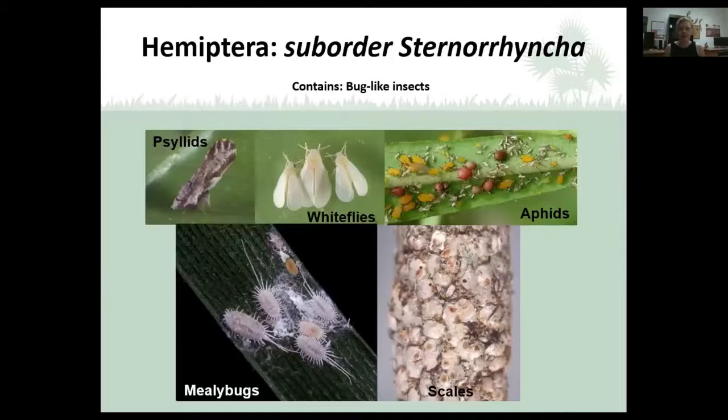The final one is the Sternorrhyncha, which are the whiteflies, psyllids, aphids, scales, and mealybugs. These are all pretty important as pests of plants. So these are the suborder Sternorrhyncha. We're going to go through a lot more of these a little bit later in depth because they're more relevant to you than the other bugs.